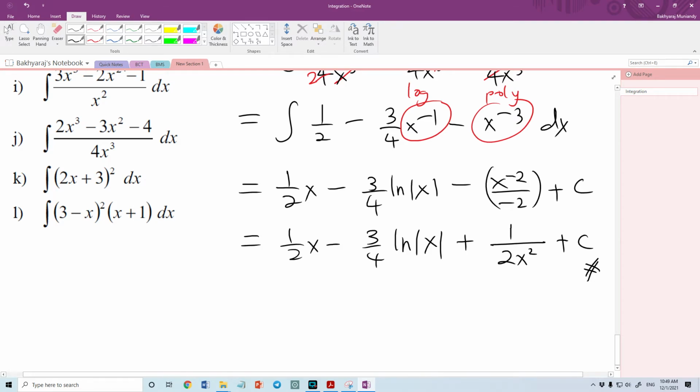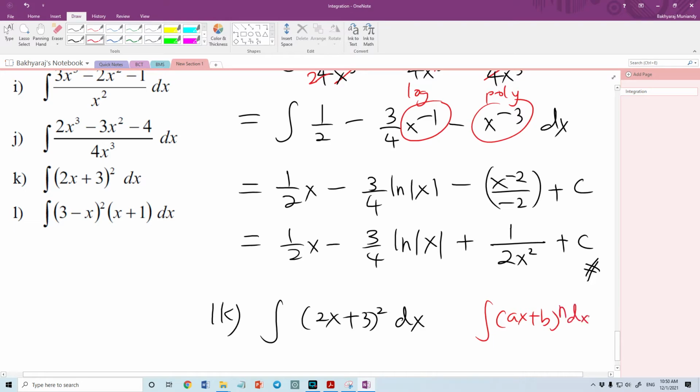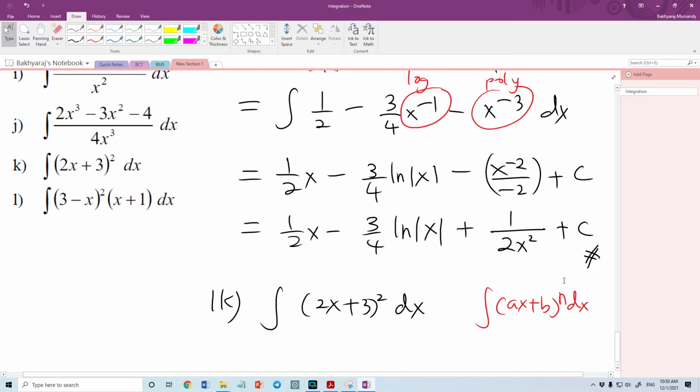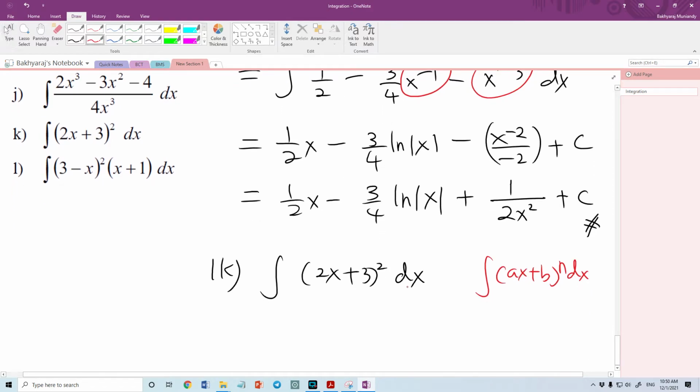Okay, so next go for 1k. Integrate 2x plus 3 power of 2 dx. Okay, so now we want to look into another formula. So another formula that we want to look at is integrate when we have ax plus b power of n dx. So we want to look into this.